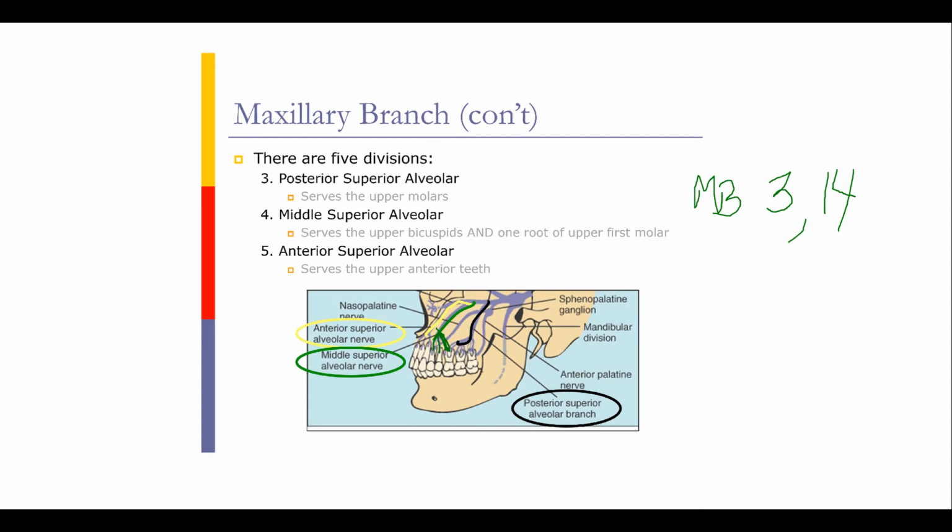Then we have the anterior superior alveolar nerve, and that is the nerve here that goes to the front teeth. Anterior superior alveolar nerve goes to all of your anterior teeth, which would be which ones? Centrals, laterals, and cuspids. So these you already know, that should have been review.